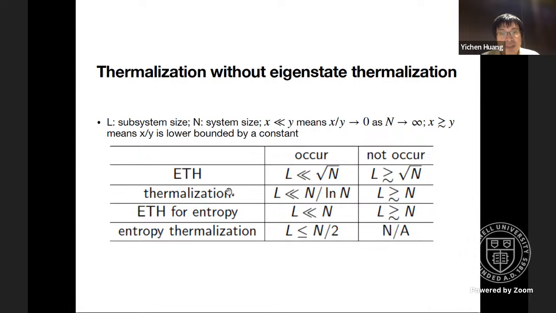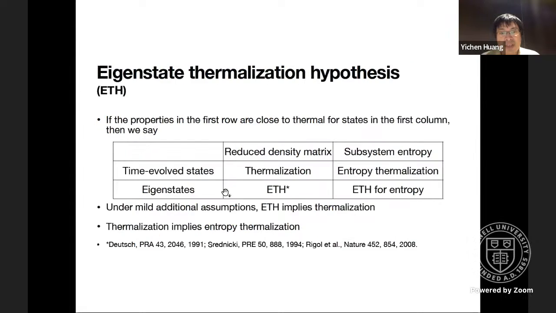So if you compare these two, you see that if you are in the regime where L is larger than root N but smaller than N over log N, then you have thermalization, but not eigenstate thermalization. So this is an example of thermalization without eigenstate thermalization. And to our knowledge, this is a new phenomenon that has not been discovered before. And here, thermalization just means the definition in the previous slide.